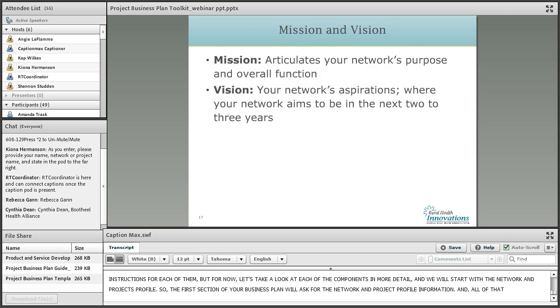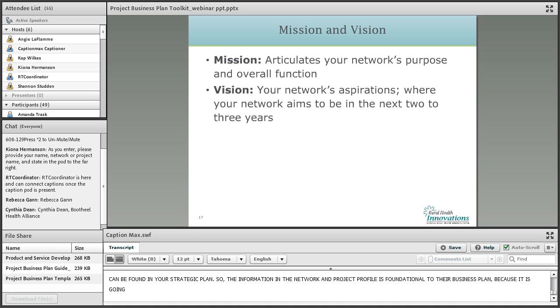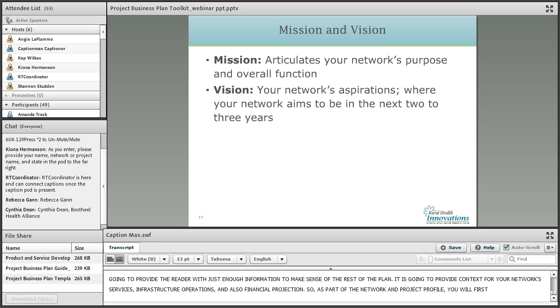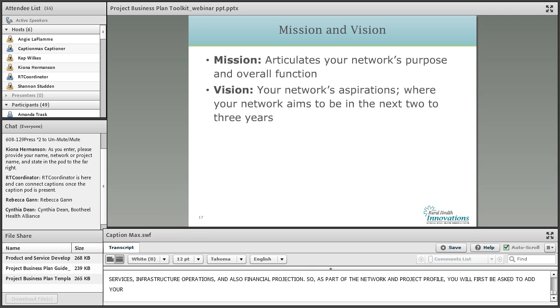So now moving on to the business plan itself. There are 4 main components to writing your business plan: the network and project profile, the market analysis and plan, the operational review, and then the financial outlook. The business plan guide will walk you through these 4 components in detail, providing step-by-step instructions for each of them. But for now, let's take a look at each of the components in more detail, and we will start with the network and project profile.